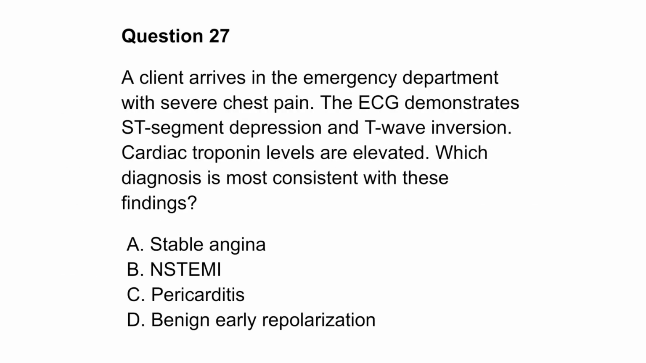Question 27. A client arrives in the emergency department with severe chest pain. The ECG demonstrates ST segment depression and T-wave inversion. Cardiac troponin levels are elevated. Which diagnosis is most consistent with these findings? A. Stable angina. B. NSTEMI. C. Pericarditis. D. Benign early repolarization.